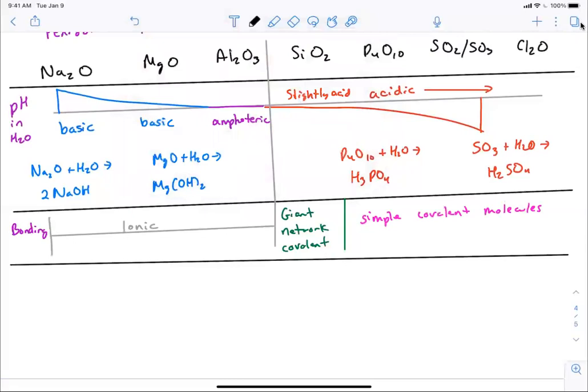Diamond and SiO2 and like graphite, they exist in giant networks of atoms that don't exist as individual molecules. But water is one H2O molecule. Carbon dioxide is one CO2 molecule. So these three over here, or four, exist as independent molecules that are attracted and repelled by each other, not covalently bonded all together in a giant crystalline structure like SiO2 is.